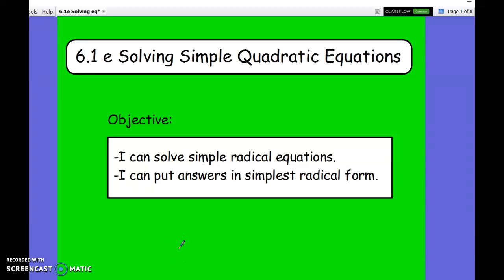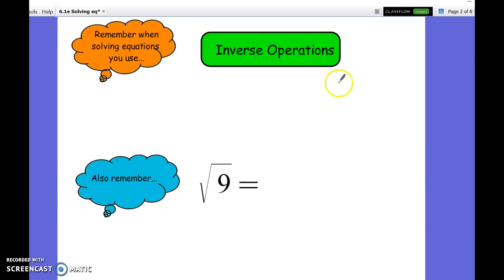6.1e is about solving simple quadratic equations. So we're going to combine everything we know about solving radicals with everything we know about solving equations. A couple of reminders. We need to use inverse operations when we are solving equations. Addition is the opposite of subtraction and multiplication is the opposite of division.